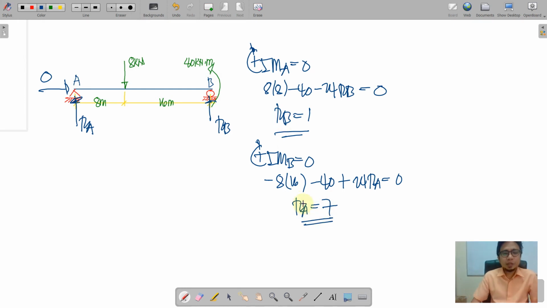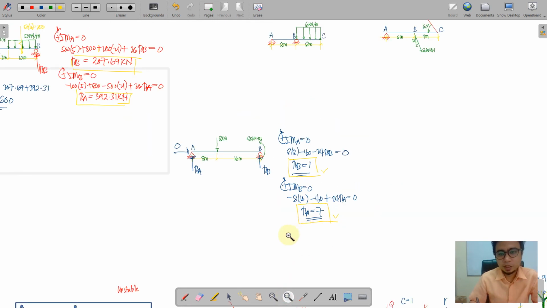So by inspection, we can see that we have a balanced force at the vertical, because we have a downward 8 here and an upwards 1 and 7. So that is our check mechanism, and we found out that we have a correct reaction or calculation for our reaction. Next.